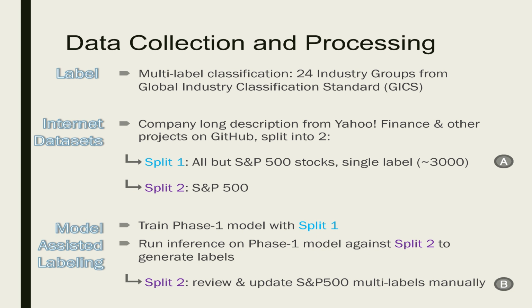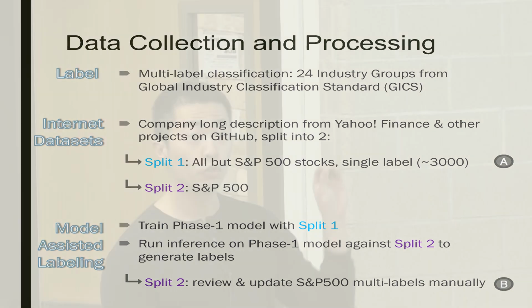Then we use that data set A to train one of our target models in phase 1 of this project. So we have that rough training model, and we use that model to run inference on our split 2, which is the S&P 500 data set, to generate the multi-labels. The whole goal of doing this is using the model to assist our labeling effort. We manually review all those labels to make sure they're good quality, and that's our data set B.